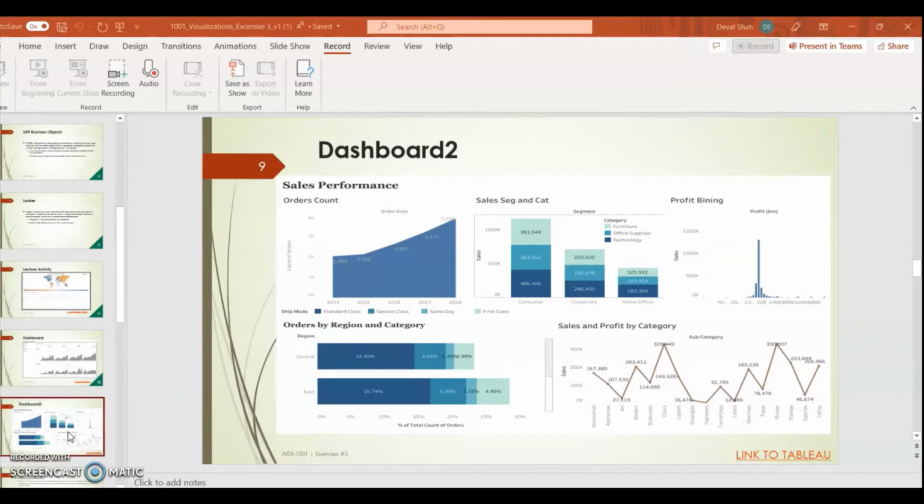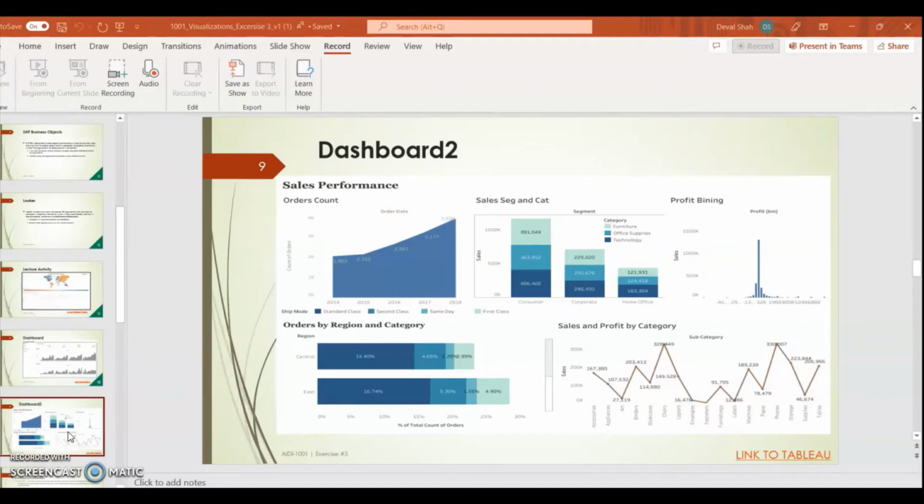In the second visual, it describes the sales of a segment with the category. It's a bar chart divided within a category of furniture, office supplies, and technology. So for the consumer segment, the sales were high as compared to corporate and home office. In the third visual, we can take a look at profit binning, which shows the profit by binning the data and compared with the sales.